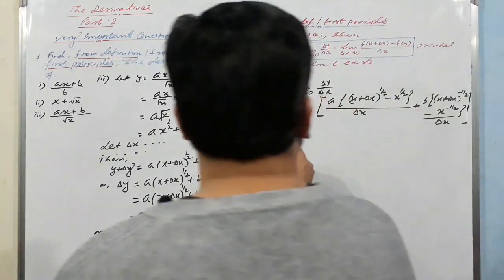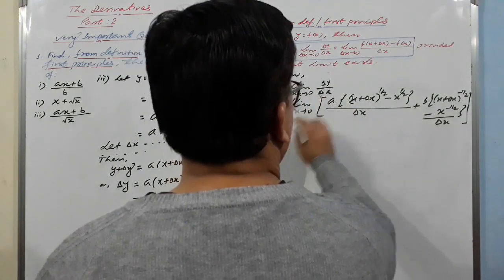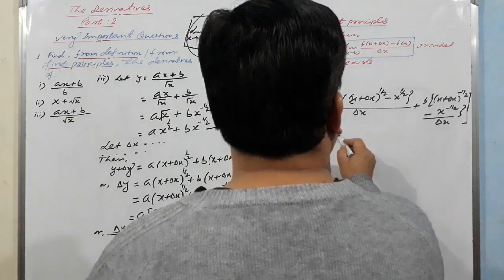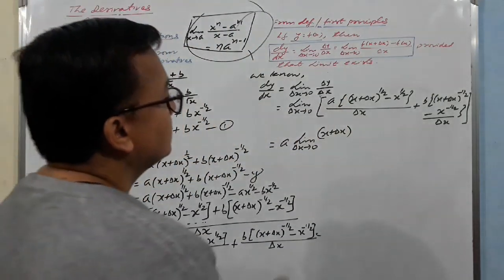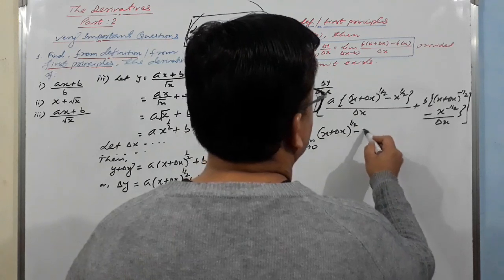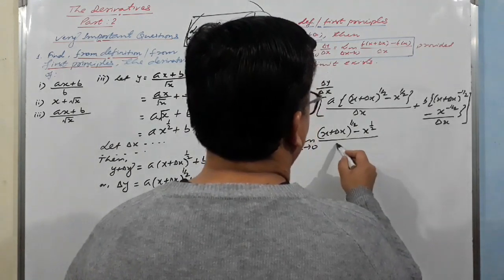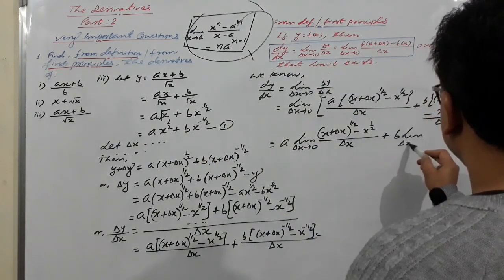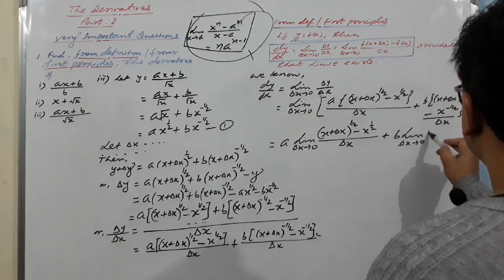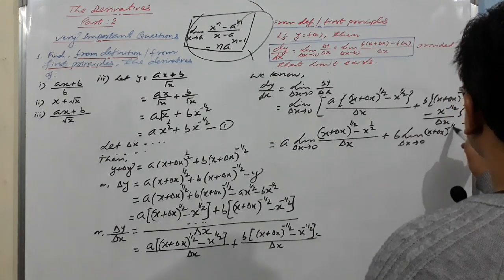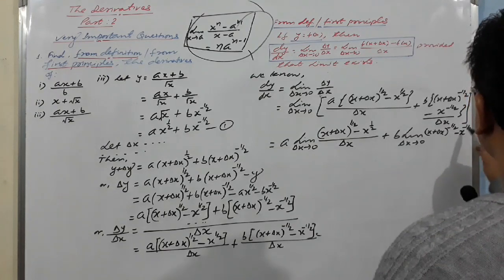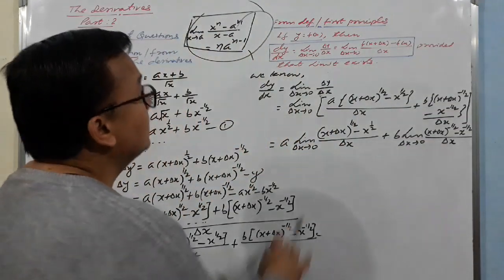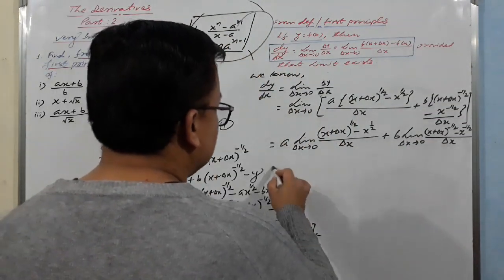Now we can write this as a times the limit as delta x tends to 0 of (x plus delta x) to the power 1 by 2 minus x to the power 1 by 2 over delta x, plus b times the limit as delta x tends to 0 of (x plus delta x) to the power minus 1 by 2 minus x to the power minus 1 by 2 over delta x. Now I think you understood. The same formula we will use here.